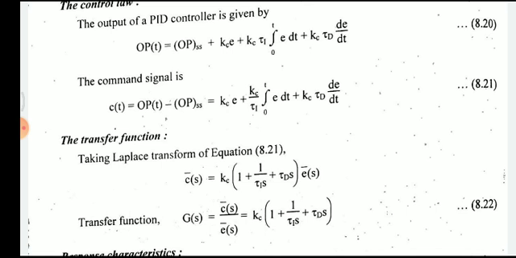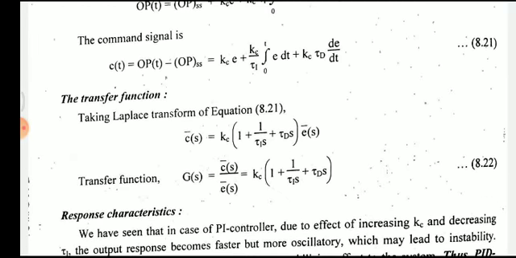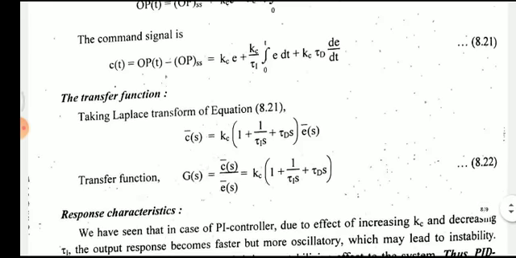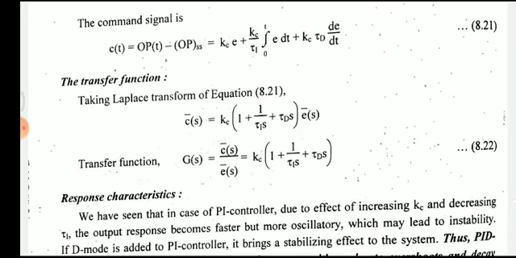So integration from 0 to t of E dt plus Kc tau d dE by dt, and the transfer function from the equation 8.21 becomes the Laplace transform. Take a Laplace transform for the equation 8.21. So what will the Laplace transform be? C of S is equal to Kc times 1 plus 1 upon tau1s plus TDS. What happens to the first term? Kc is common in both, taken common from everywhere. So it becomes 1, since it is single. Then 1 upon tau1s, then TDS, times E of S; E of S is also common. And then what will the transfer function be? C of S upon E of S, so that is Kc times 1 plus 1 upon tau1s plus TDS.